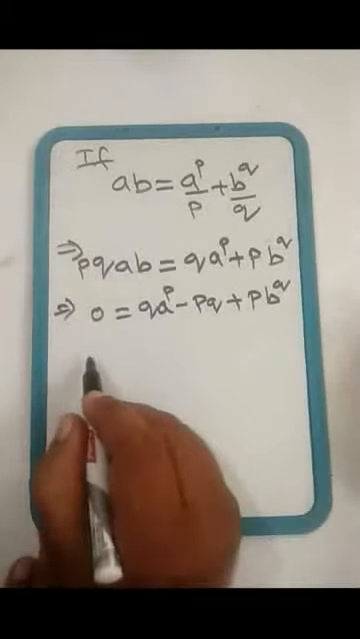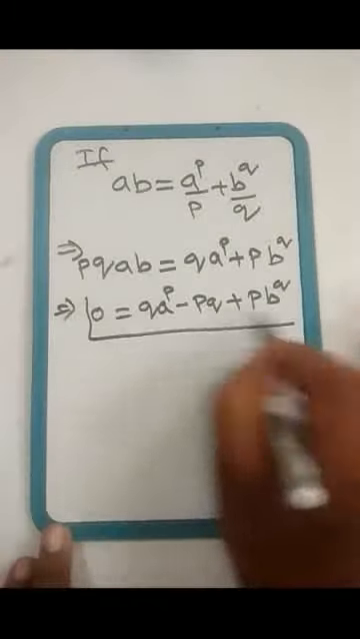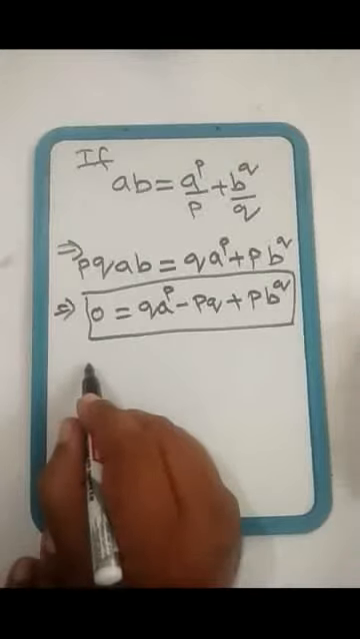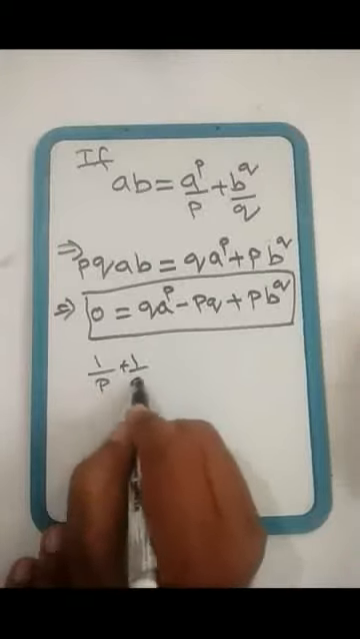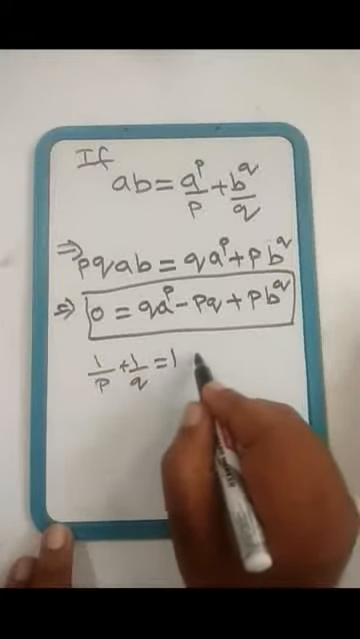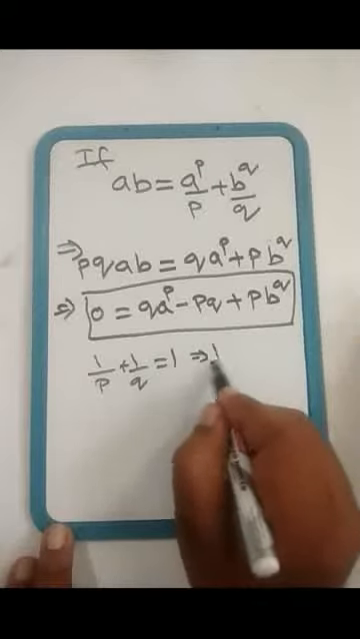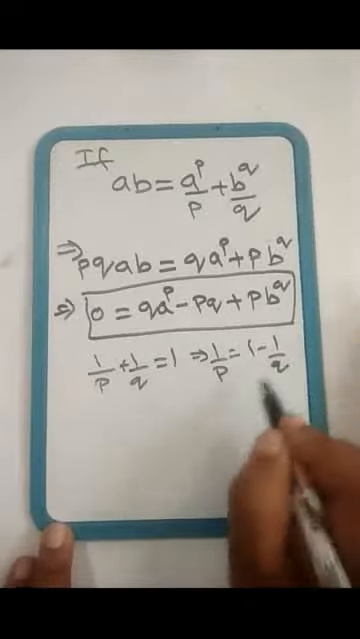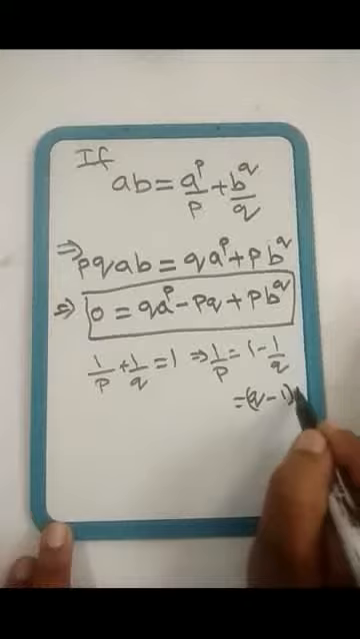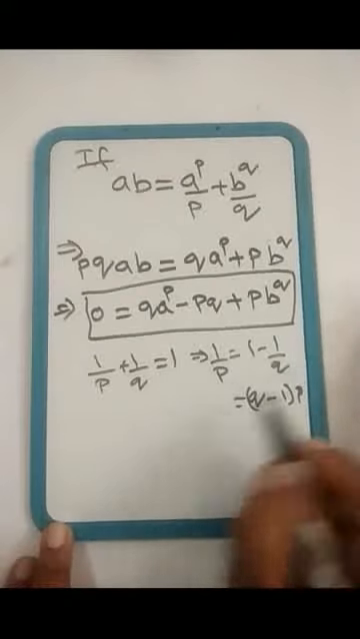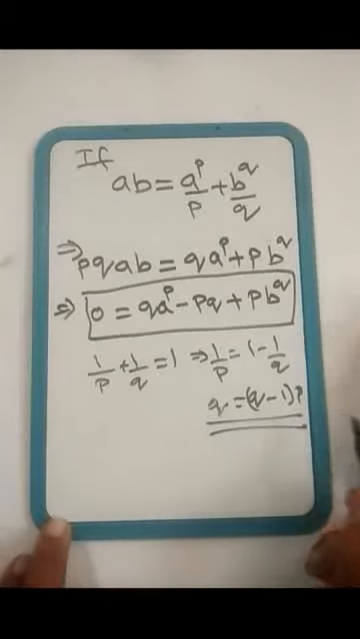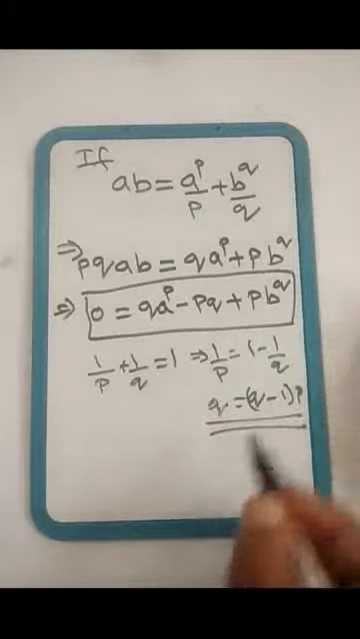But observe the following fact. So we'll use this equation. Observe the following fact: 1 by p plus 1 by q is equal to 1. So this implies that 1 by p is equal to 1 minus 1 by q, so this is equal to q minus 1 times p, which is equal to q. So let's use this fact in here. So what do we get?